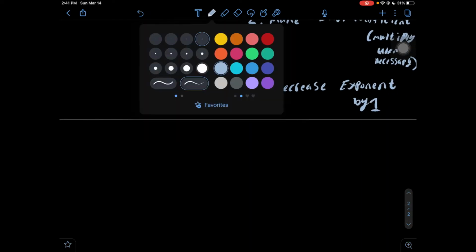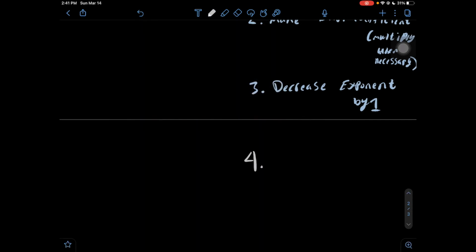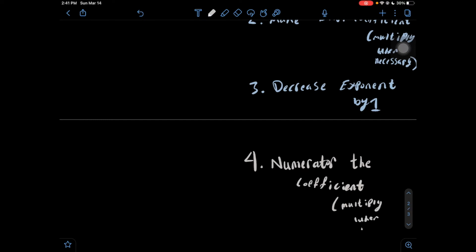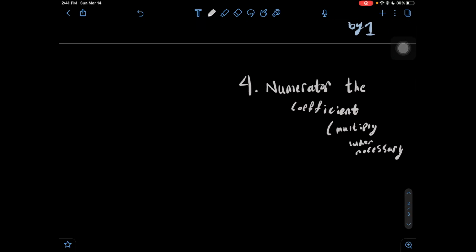Step 4 is to make the numerator the coefficient. And again, you'll see what this means when we do our problem. And again, multiply when necessary. All right, let's go ahead and do a practice problem.